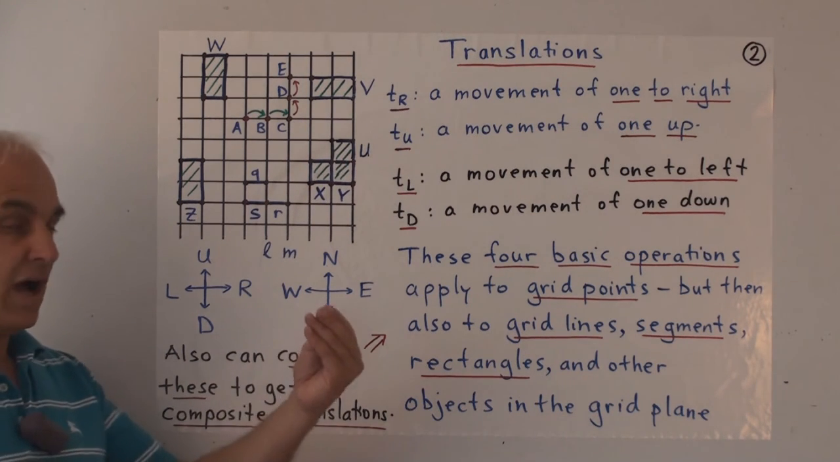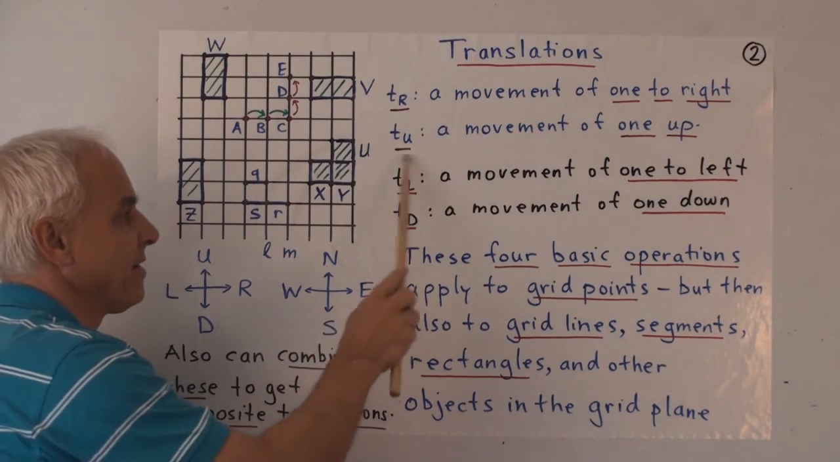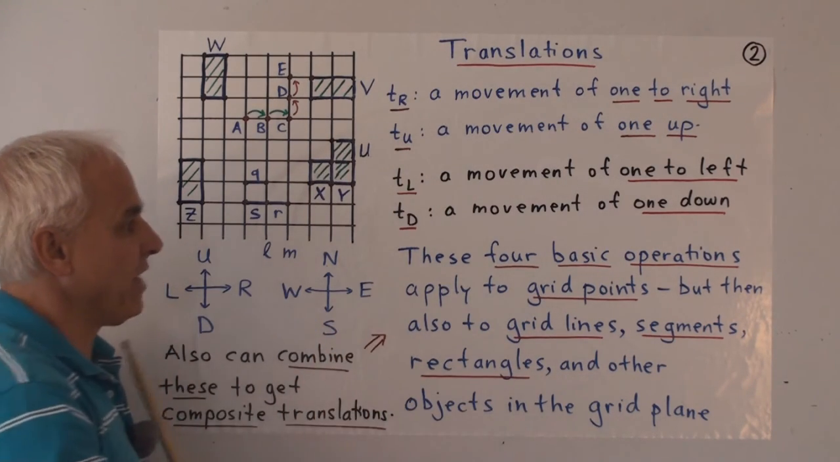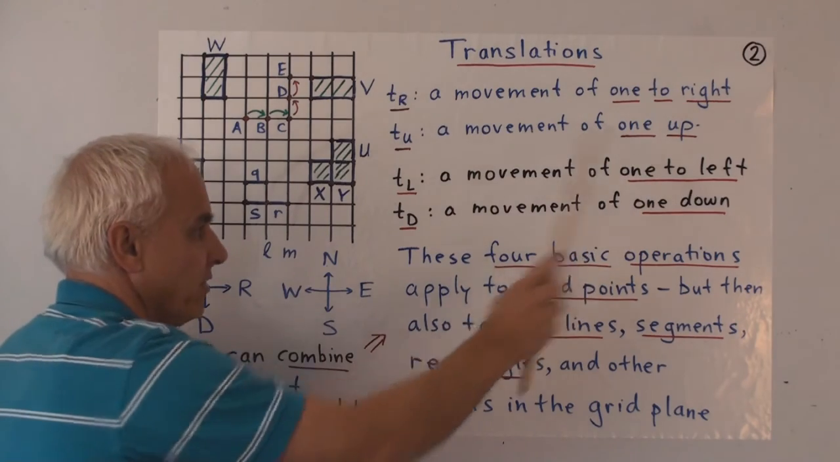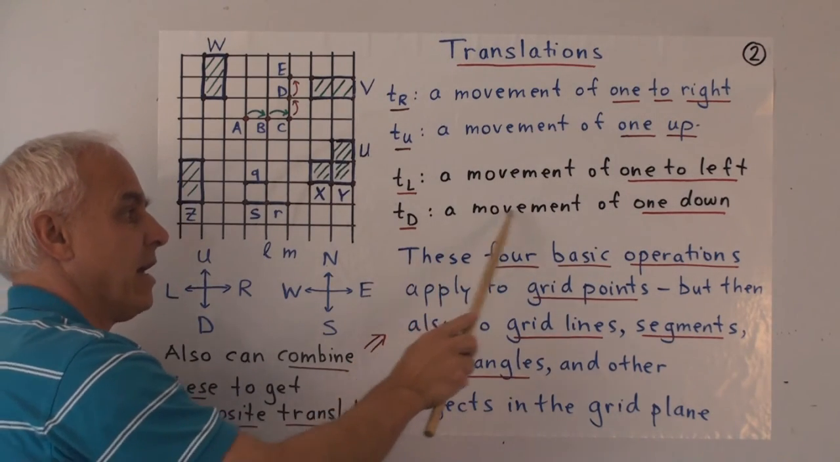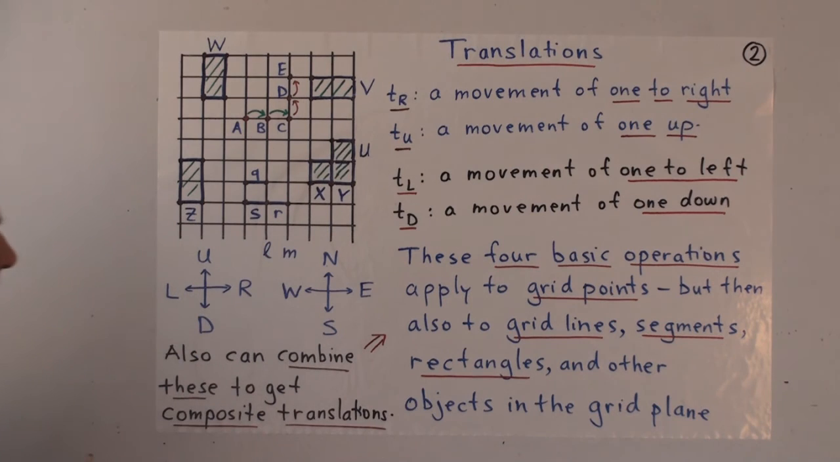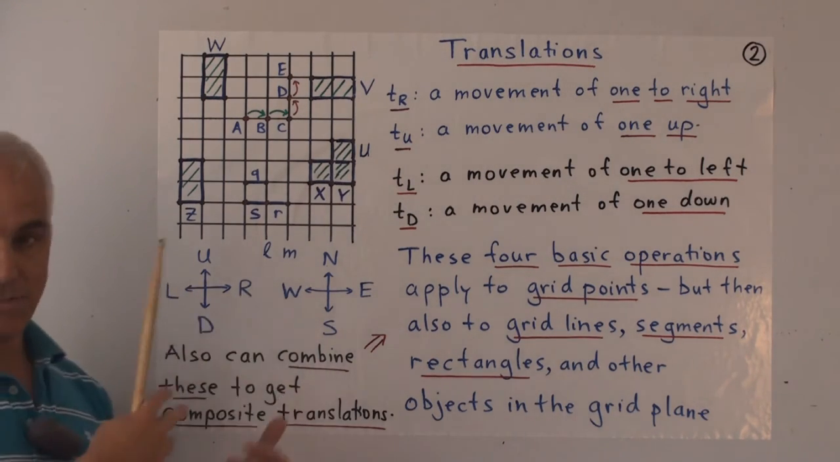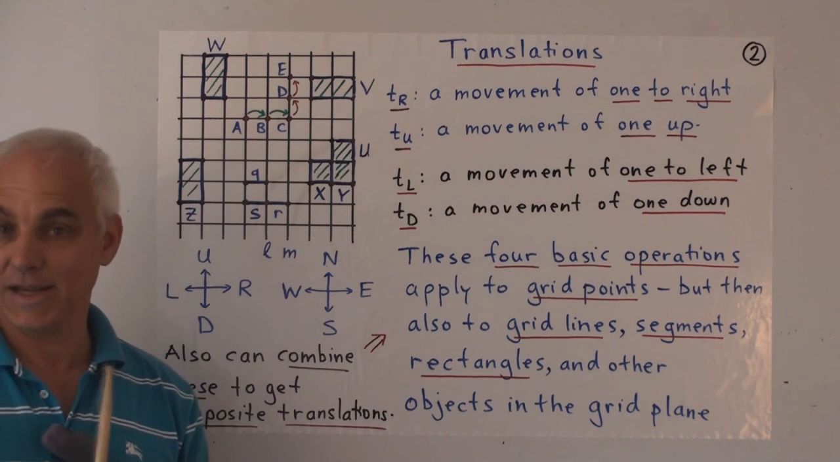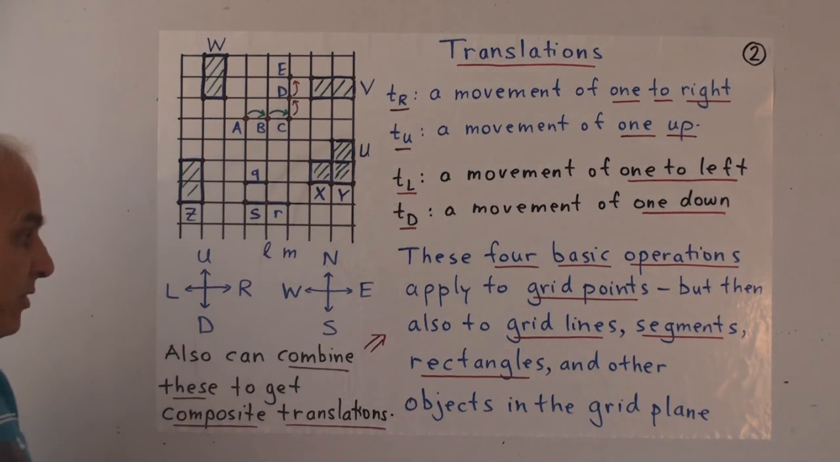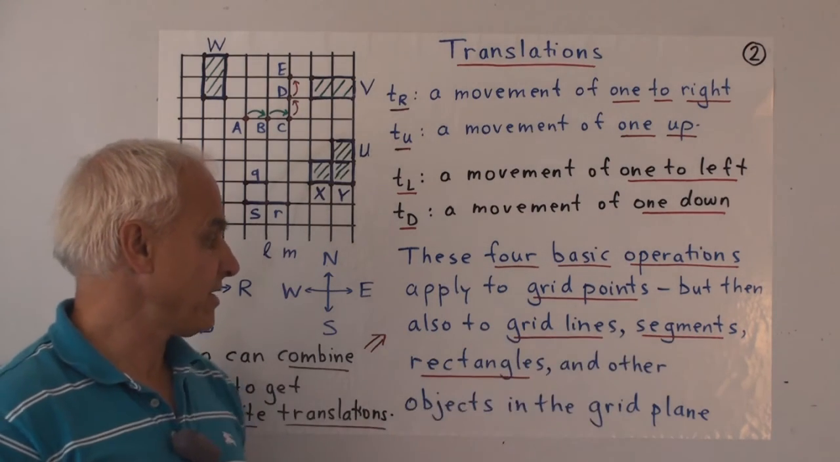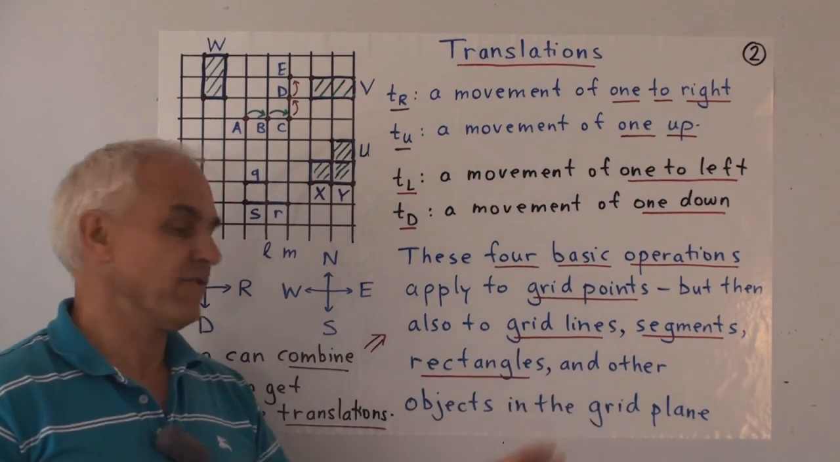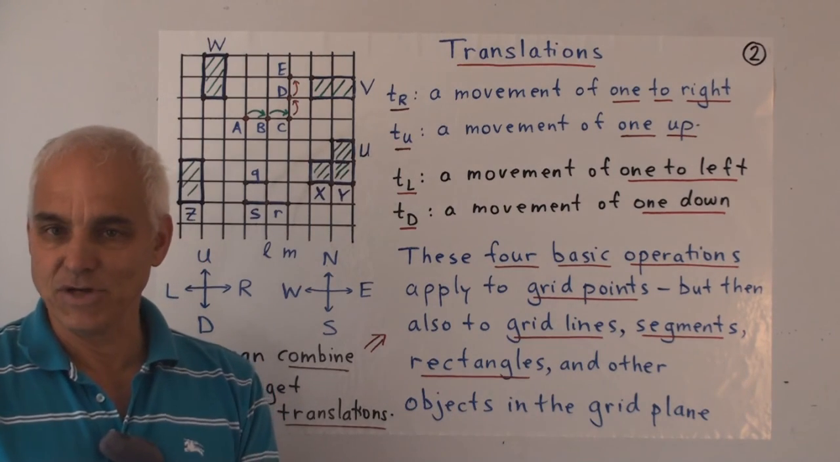Of course, there's also the other directions. So we don't just move right, we might want to move left. So T sub L is a movement of 1 to the left, and T sub D is a movement of 1 down. So these 4 basic operations, we can think of them as applying not just to the points, but actually to all the objects that we can think about in the grid plane. For example, to grid lines, to segments, to rectangles, and to other kinds of objects in the grid plane, some of which we'll be talking about today.